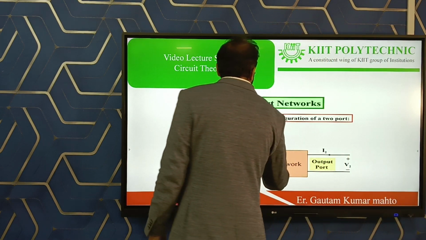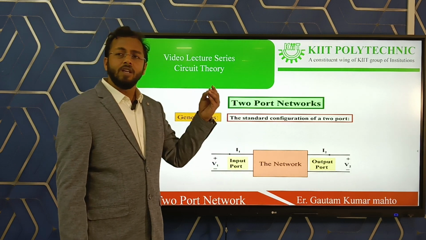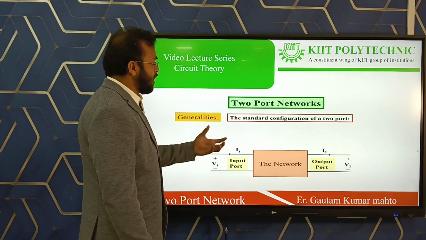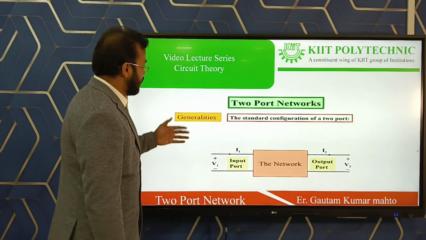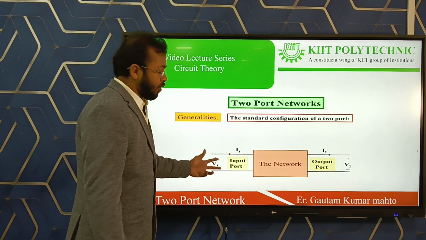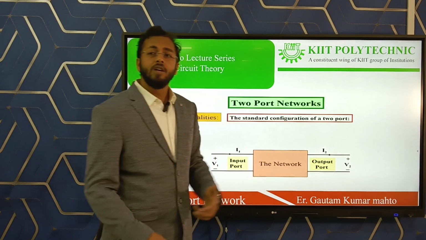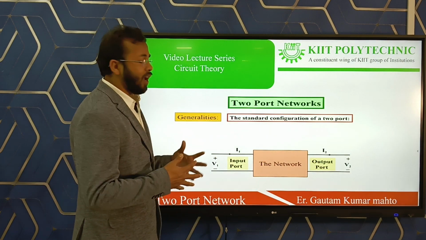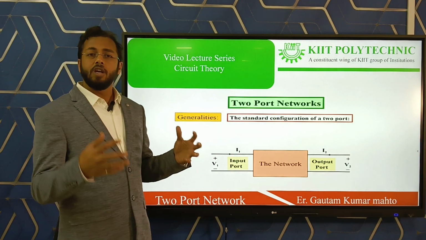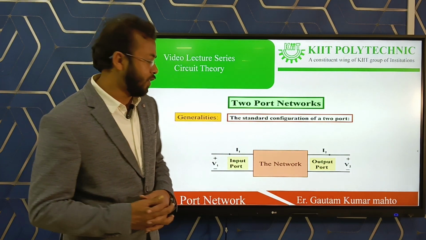The network consists of some resistors, maybe some capacitors, maybe some inductors, and maybe some diodes. It can be anything, but the port given at the input of the network is known as the first port, and the port at the output of the network is known as the second port, and that's why this topic is named two-port network. It consists of an input port, an output port, and one network in between them.